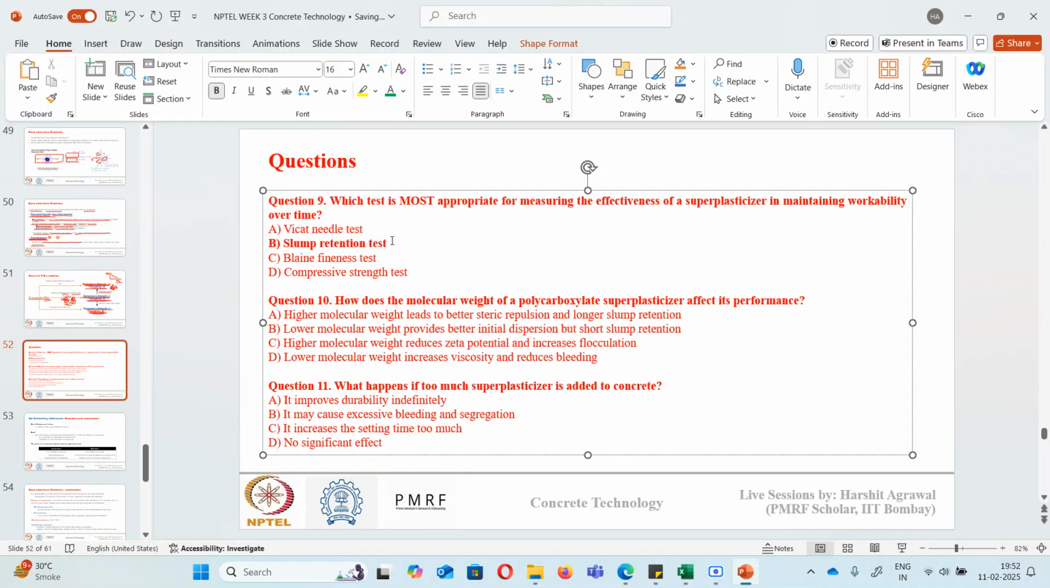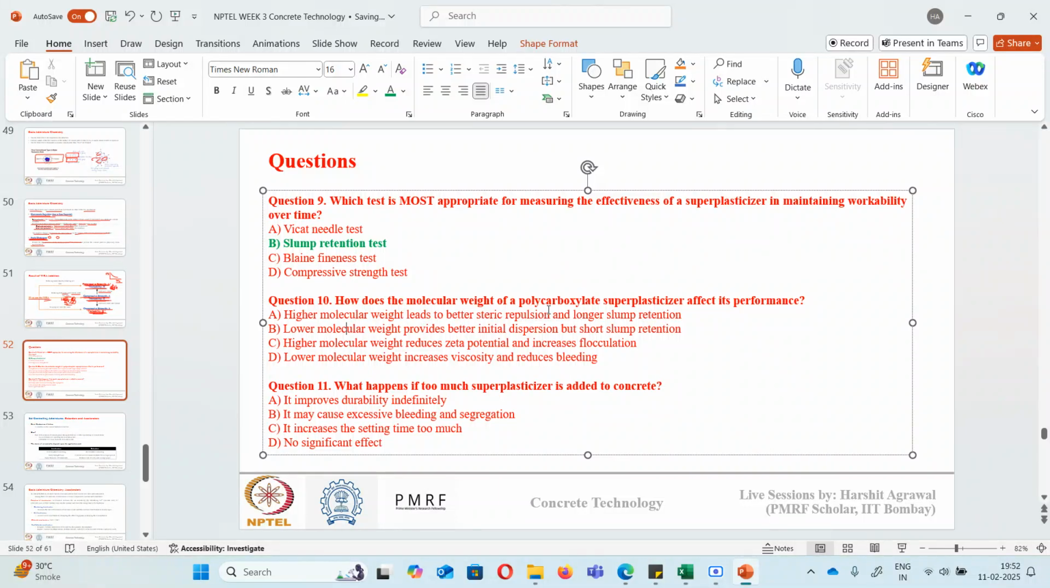Suppose just after mixing, I am getting a slump value of say 150 mm. One hour after mixing, what value am I getting? Two hours after mixing, what value am I getting? That can tell me what the workability is over time, whether it is able to retain its workability, retain its slump, or whether it is not retaining its slump. So the answer will be B, slump retention.